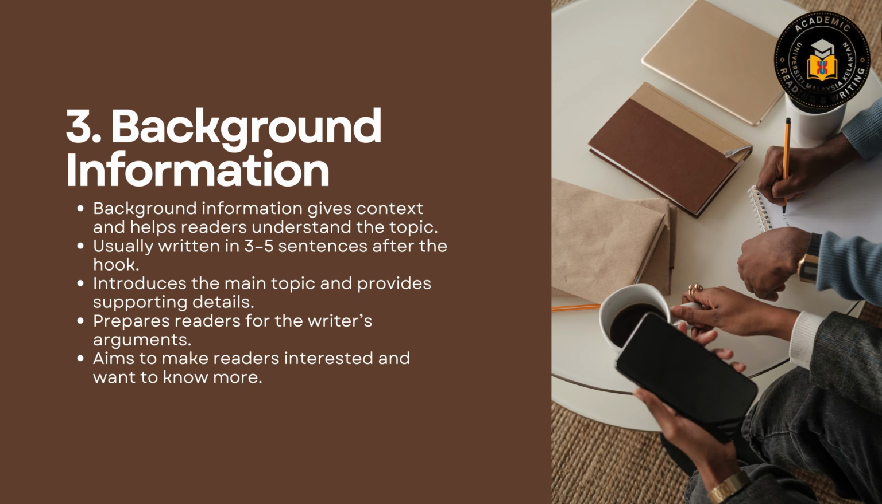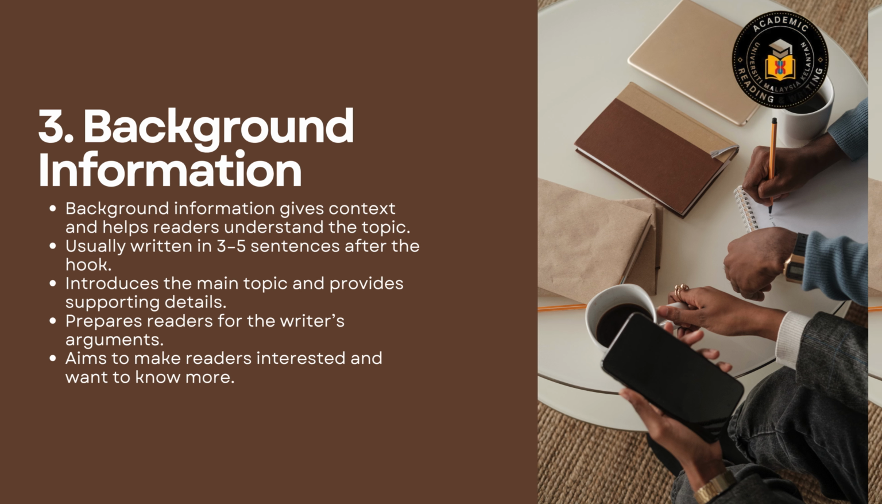After the hook sentence, we now provide background information. This section usually takes 3 to 5 sentences. Its purpose is to give readers context so they can understand the topic better. Here, you introduce the main theme and add some supporting details that prepare readers for your argument. In short, background information bridges the gap between the attention-grabbing hook and the precise thesis statement.